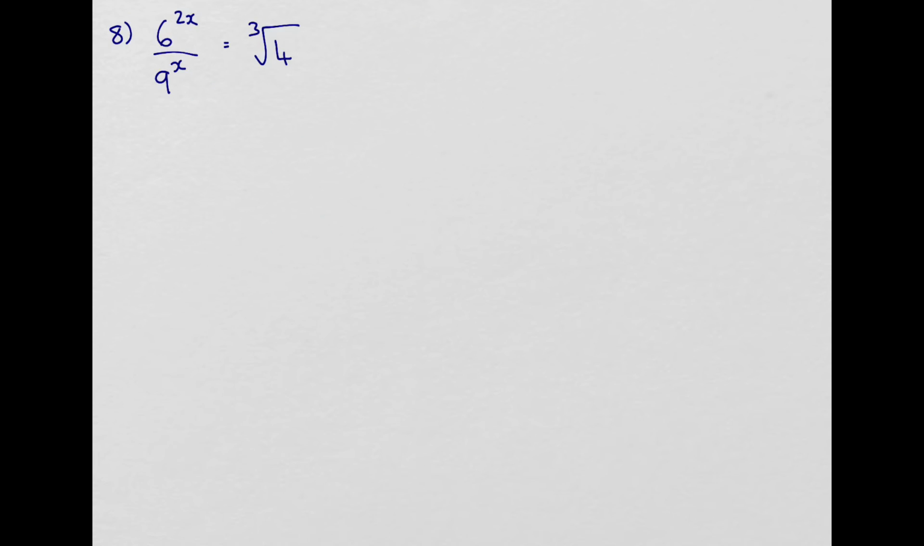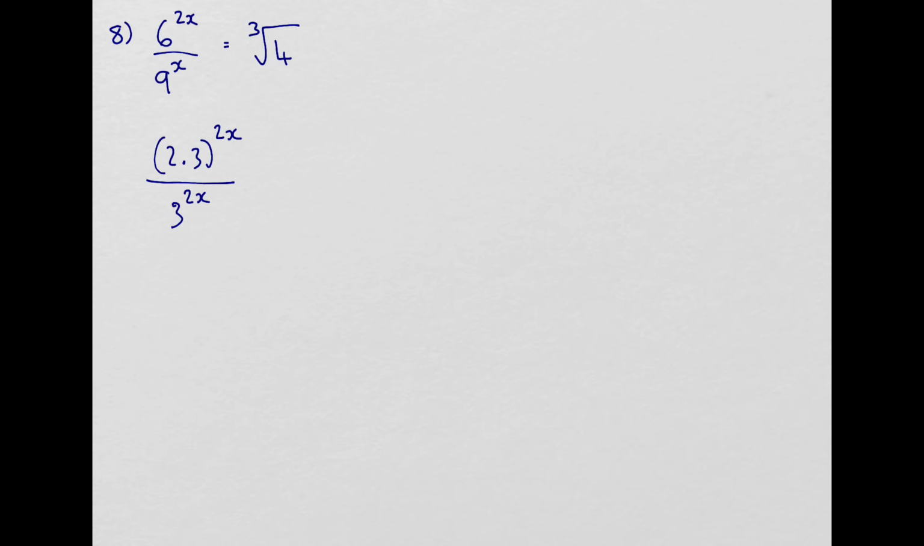Question 8, 6 to the 2x over 9 to the x is equal to the cube root of 4. So here, on the left-hand side, we've got two different bases and two different exponents. We can't manipulate them as they are with each other, so we have to focus on the numerator and the denominator separately and reduce to prime bases. So the 6 becomes 2 times 3 to the power of 2x, and the 9 becomes 3 squared to the power of x, so 3 to the 2x.